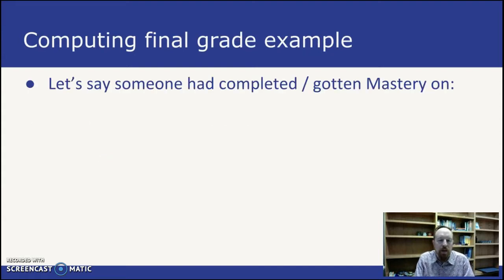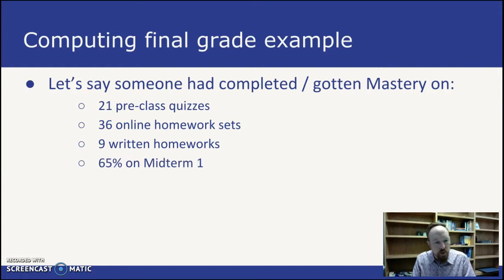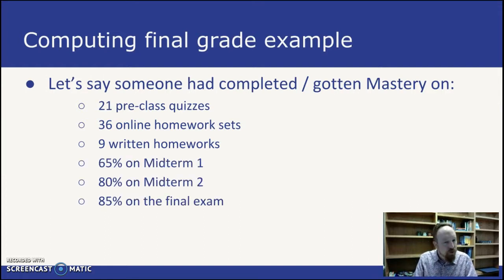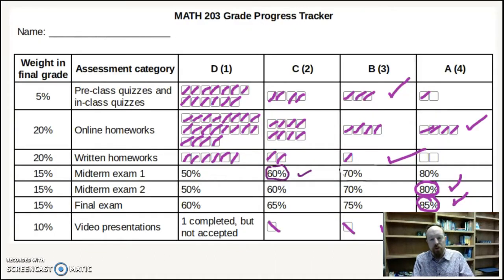So let's say that somebody had completed or gotten mastery or whatever on 21 of the pre-class quizzes, 36 of the online homework sets, 9 of the written homeworks, and then they got these following midterm and final exam scores. And then they did 2 of the video presentations. Okay, so what we're going to do is we're going to check off all that stuff on the grade progress tracker. So, and then we can compute their final grade. So here's what the grade progress tracker would look like. Please excuse my lovely marking with a mouse on a computer, which does not always look great.